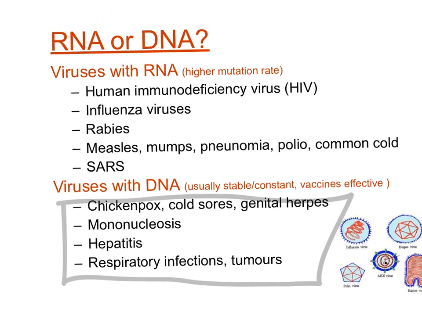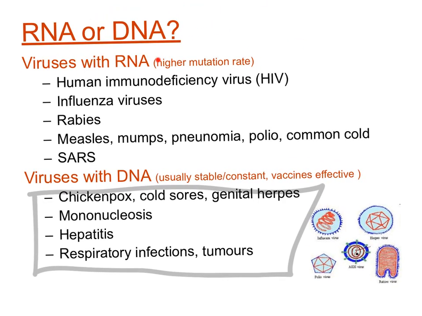Now, if we look at viruses with RNA, there's a higher mutation rate, which means it's harder to make effective vaccines against these viruses. So some viruses that have RNA are HIV, influenza, which is your typical flu virus, rabies, measles, mumps, and SARS. Now, SARS is an example of a coronavirus. SARS stands for Severe Acute Respiratory Syndrome. Now, the coronavirus that is currently causing our pandemic is also an RNA virus, specifically a single-stranded RNA virus, so there's only one strand of that genetic material.